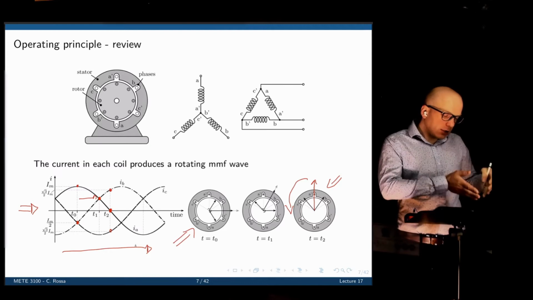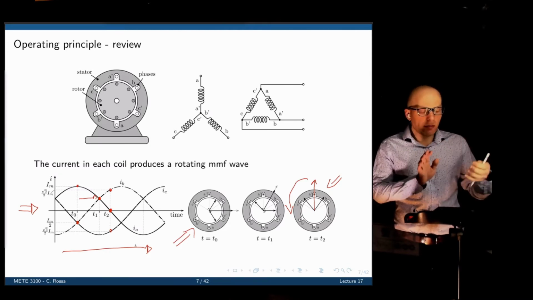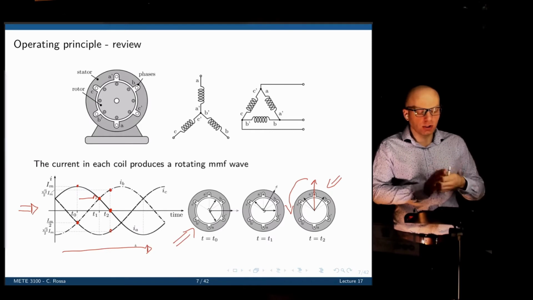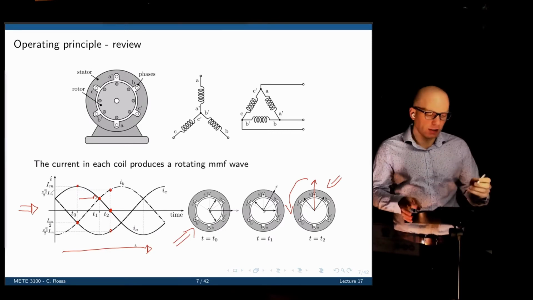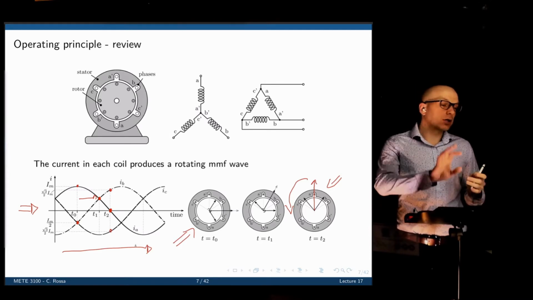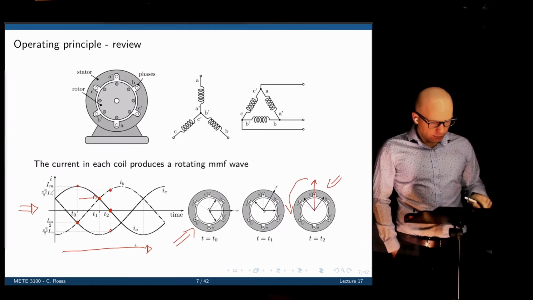Once we now have this rotating magnetic field, conductors in this closed loop path, the conductors subjected to this rotating magnetic field, will experience a torque in the same direction as the rotating magnetic field.